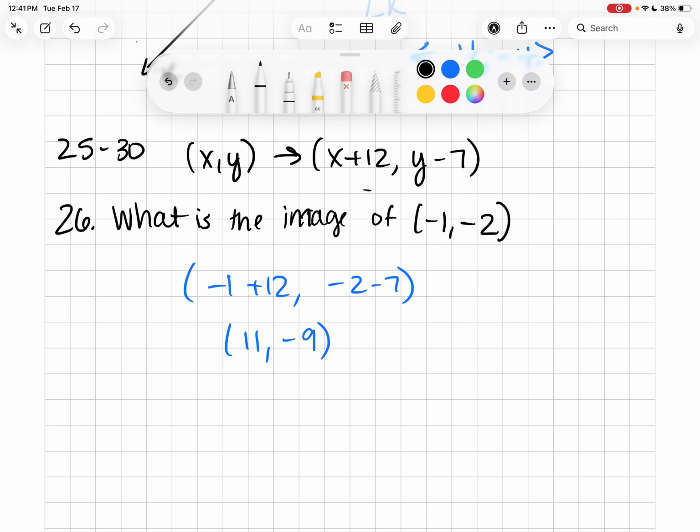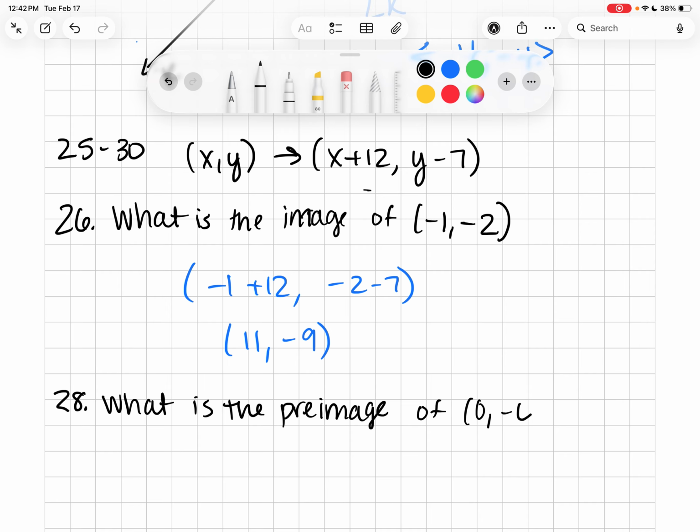So this one, we were given the pre-image coordinates, and then they wanted us to do the image. The next one is opposite. 28, it says, what is the pre-image of (0, -6)?